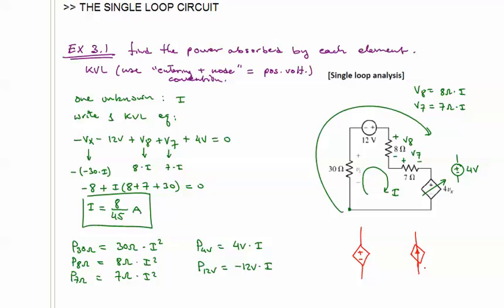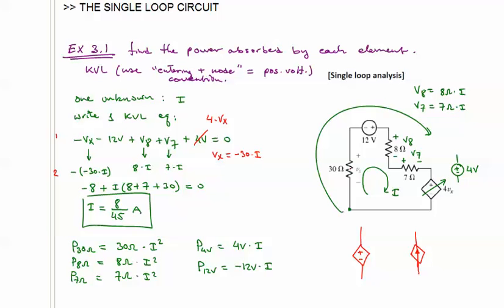Okay, so when we write KVL, we won't write 4 volts because we don't have 4 volts there. Instead, initially we're going to write 4 times Vx. We have no idea what Vx is yet. Now, in the second step, we express what Vx is. Vx is equal to minus 30 times I.